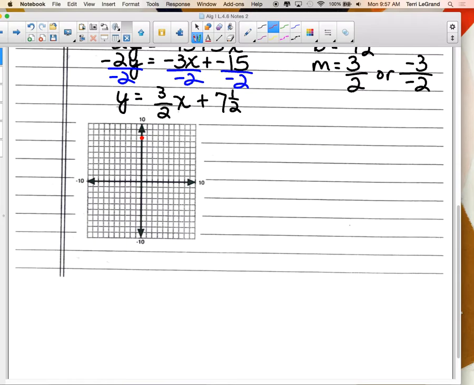Can we use the positive 3/2? No, we go off the grid and then we have to create more grid lines. So what are we going to do instead this time? Use this one how many times? 2. We're going to do it twice. So we'll go down 3 and over 2, down 3 again, and over 2. We can keep going in the same direction. And then we will graph our line.